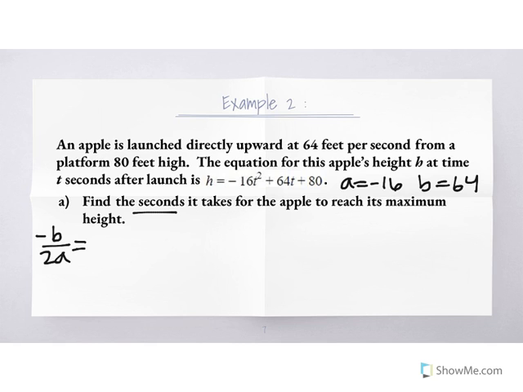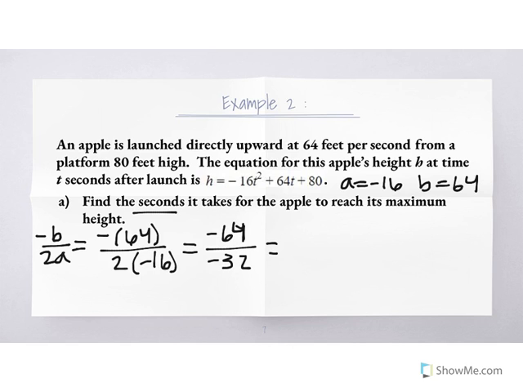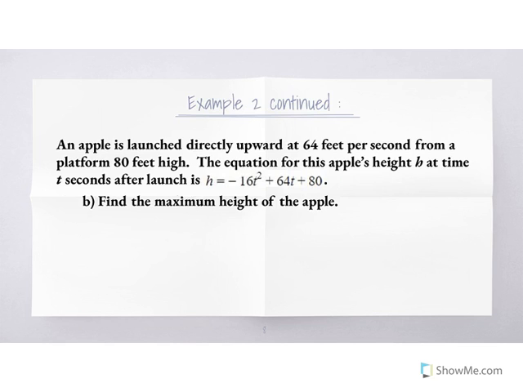So when I plug in 64 for b, and then I have 2 times negative 16, which is my a value, I get negative 64 divided by negative 32. That happens to be just half of that. Negative by a negative is a positive, and 32 goes into 64 twice, and we were in units of seconds. Okay, so that's our final answer for that one. The apple, to reach its max height, only took 2 seconds.